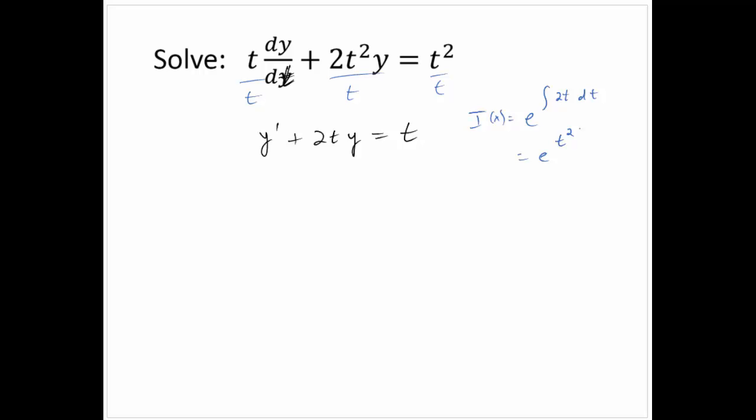So I'll multiply through by e to the t squared, yielding e to the t squared times y prime plus 2t e to the t squared times y equals e to the t squared times t.